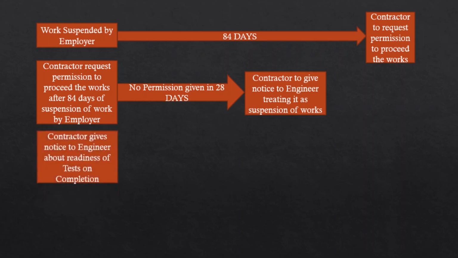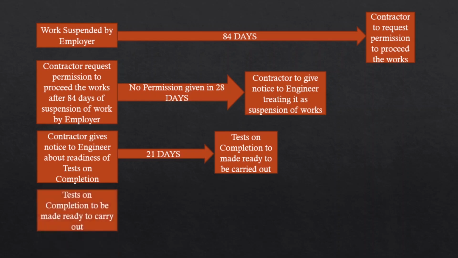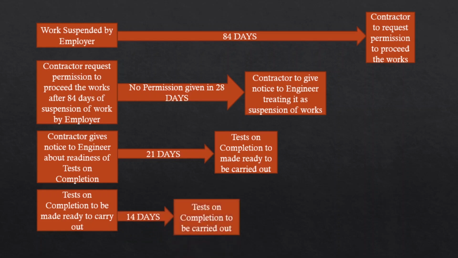The contractor gives notice to the engineer about readiness of tests on completion. Once this notice is given, within 21 days all the tests need to be ready to be carried out. The tests need not actually start; all the works required to make the tests ready should be completed. And once the tests on completion are ready, within 14 days the actual tests need to be carried out at site.